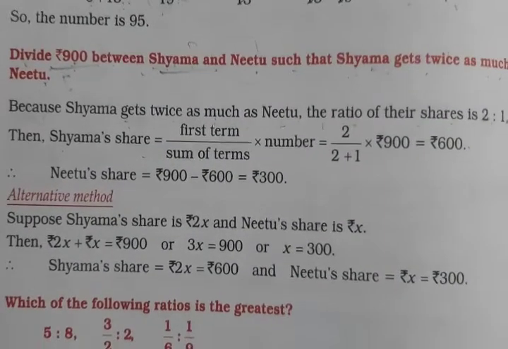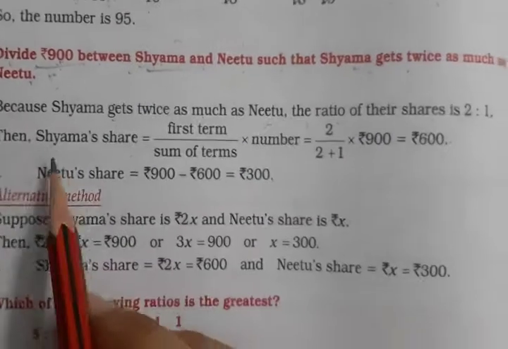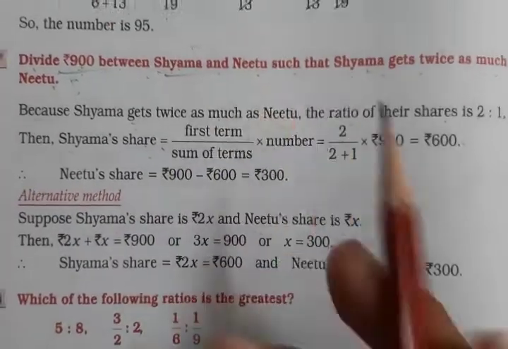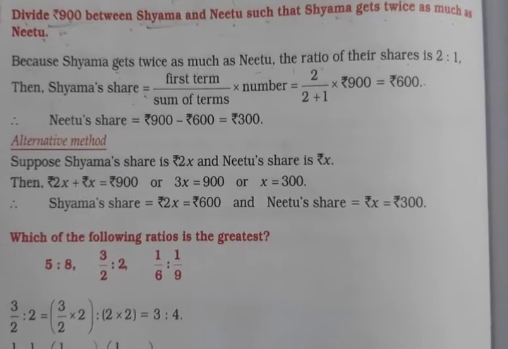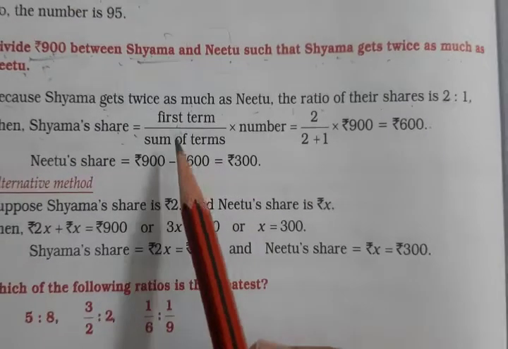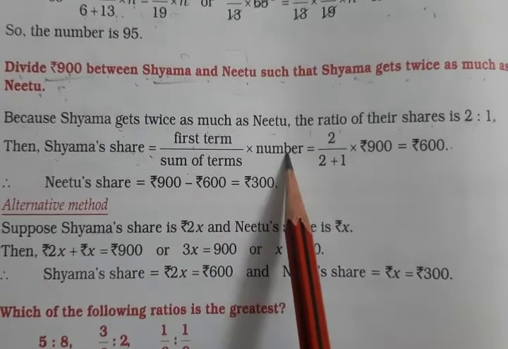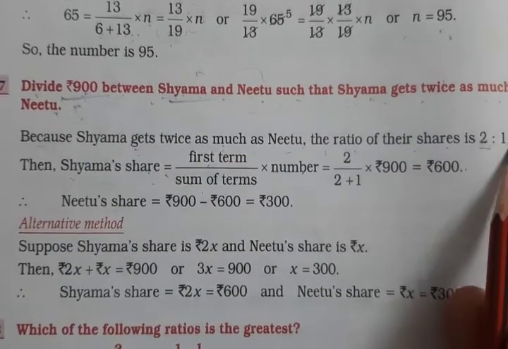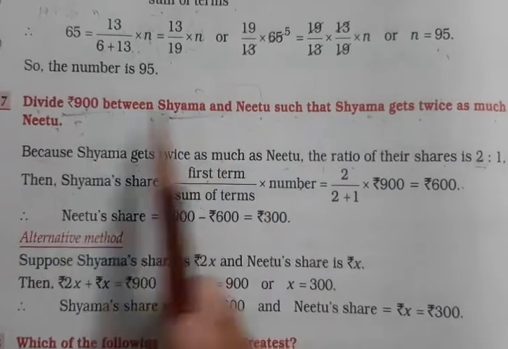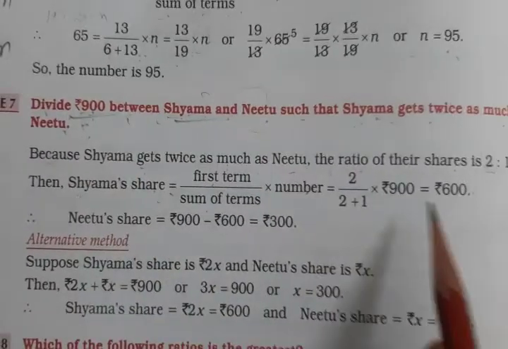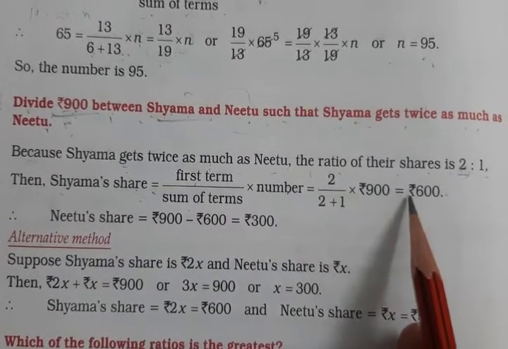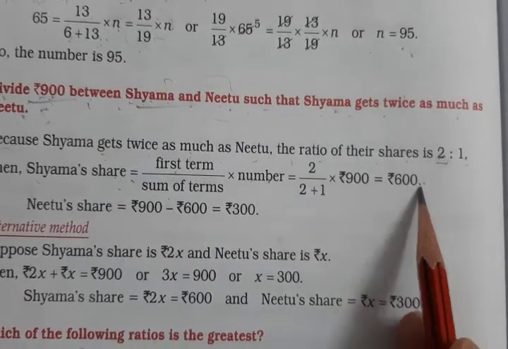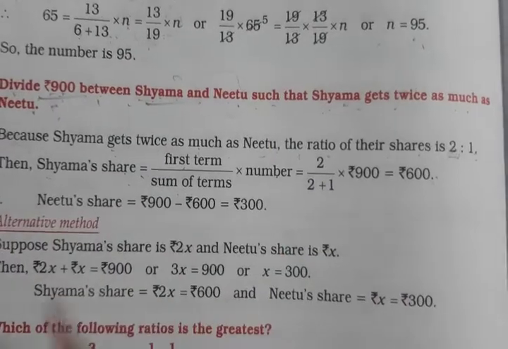Now how to find the shares? Same as before, Shyam's share, that is the first term, is equal to the first term divided by the sum of the terms, into n. Now the first term is 2, divided by the sum of the terms 2 plus 1, into the number, which is 900. After cancelling and multiplying, what we get is 600.